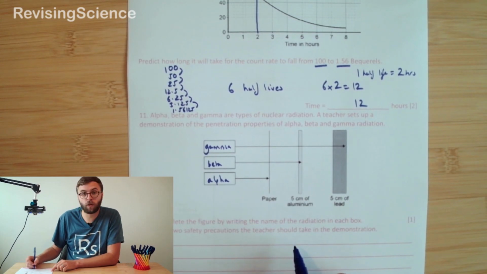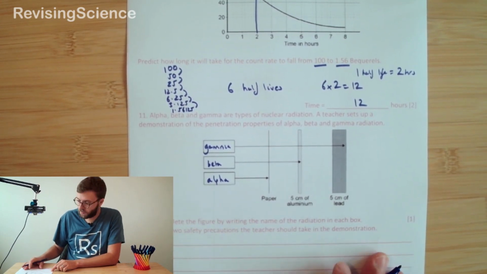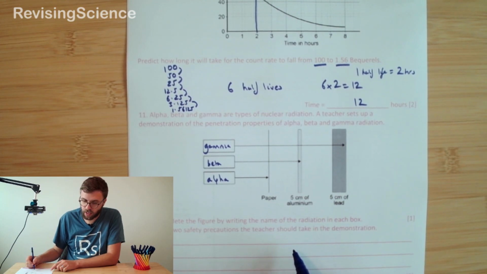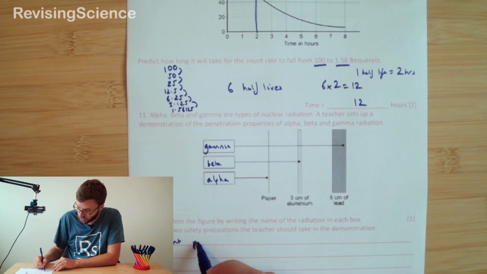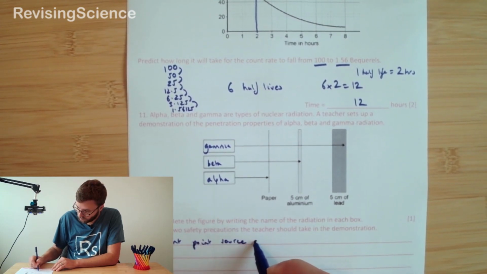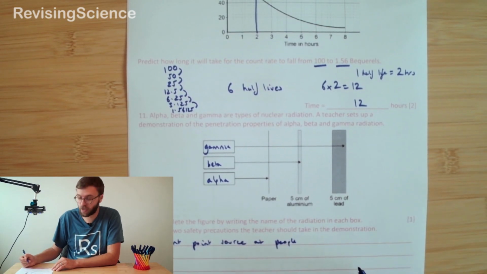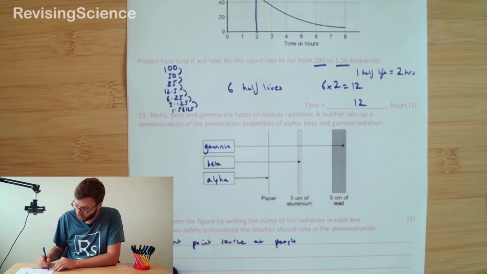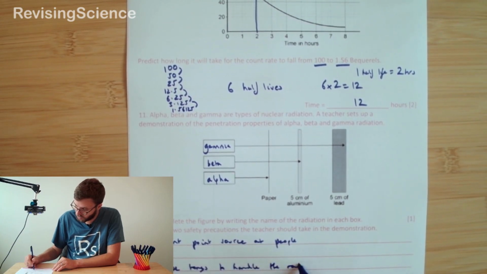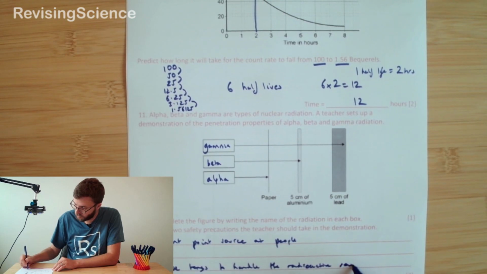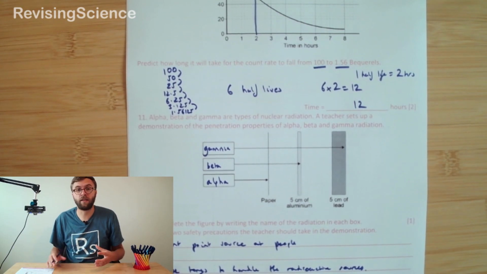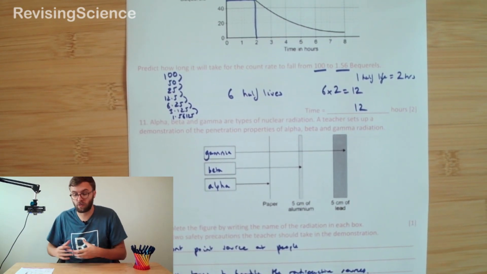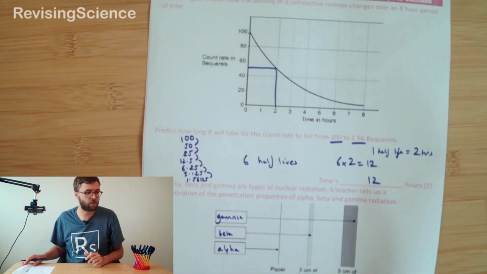Okay, give 2 safety precautions. Again, it's really important to know the safety precautions with any of these practicals that a teacher should take in a demonstration. There's loads here, we only need 2. So don't point the sources at people, so students or demonstrators, is a really important one. Use tongs to handle the radioactive sources would be another good answer. You could have lots of things though: only keep them out for as long as you need them, using gloves, keeping the sources away from your body, etc. Plenty of different activities you could get.